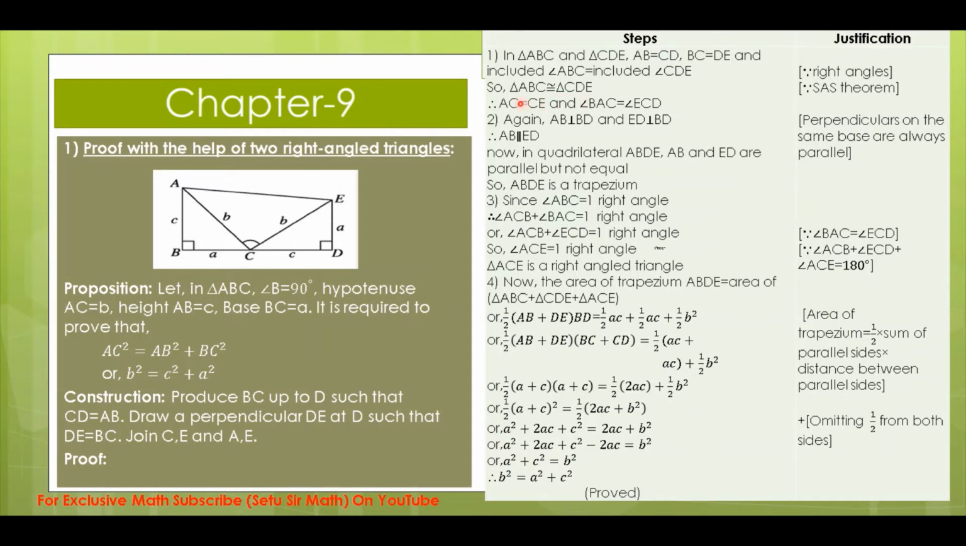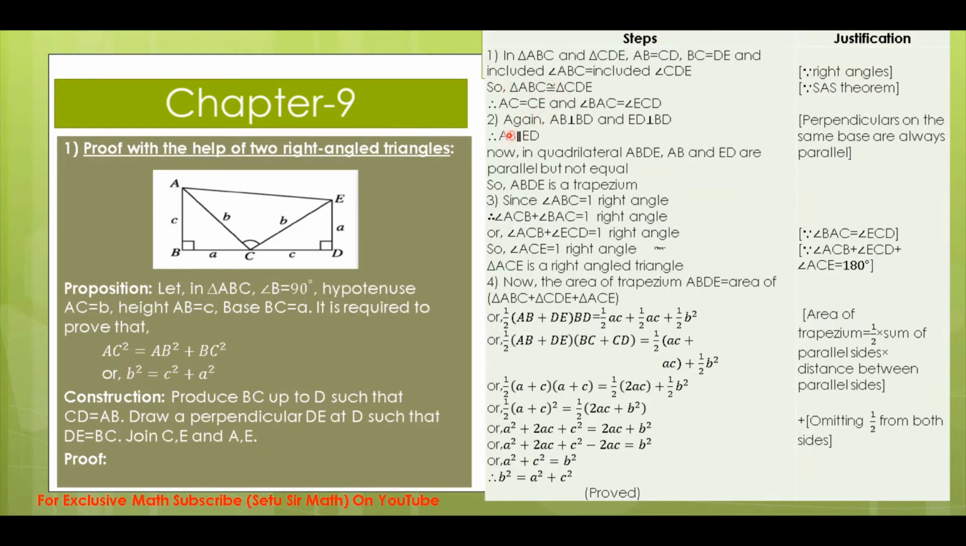So from this congruency we can write AC equals CE, the rest of the part AC equals CE, and angle BAC equals angle ECD. For finding these two things we require to prove this congruency.